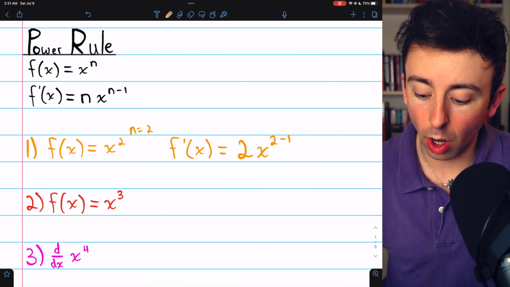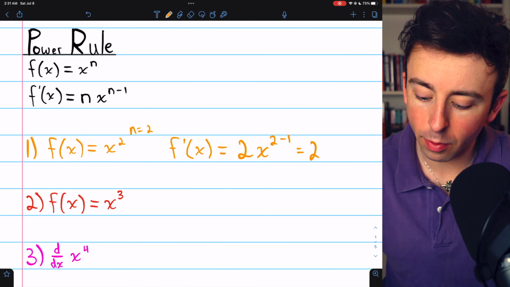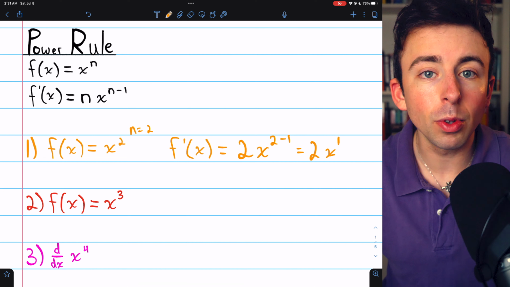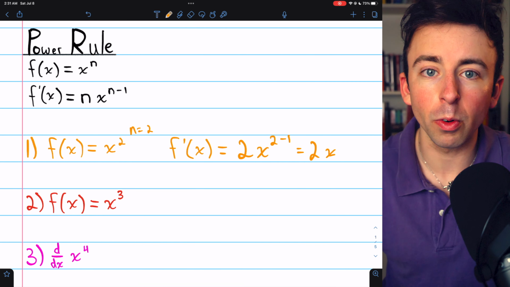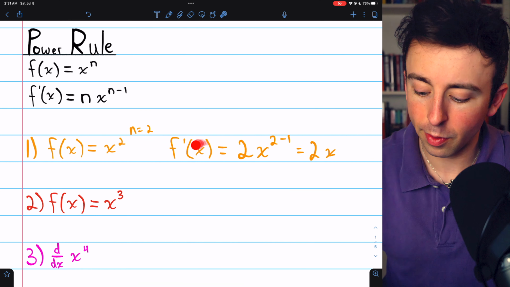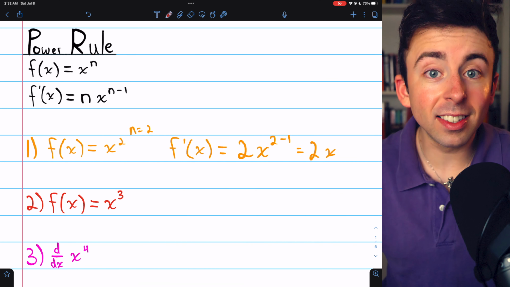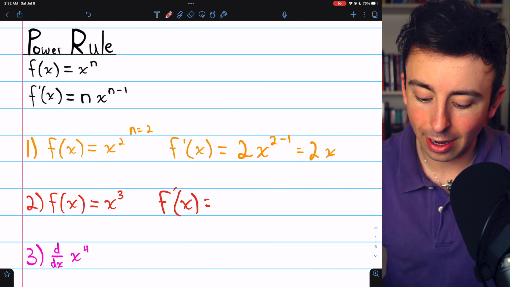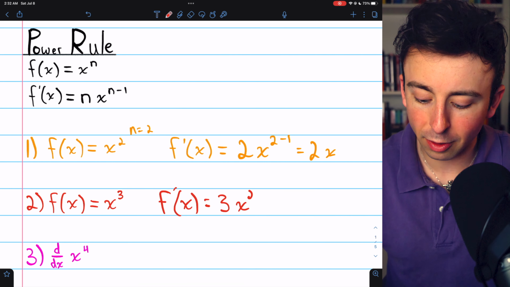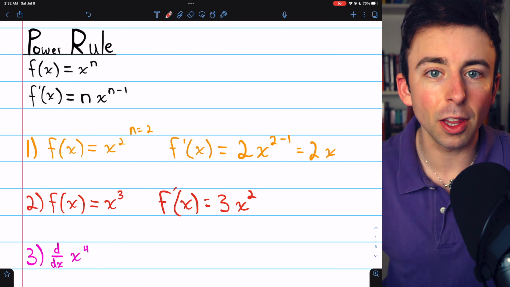The exponent was 2, we subtract 1 from it, and so now we're just left with 2x to the power of 1, and of course we don't need to write a power of 1, so we find that the derivative is just 2x. It's as easy as that. If f of x is x cubed, then f prime of x is bring down the exponent as a factor, reduce the exponent by 1, 3x to the power of 2.